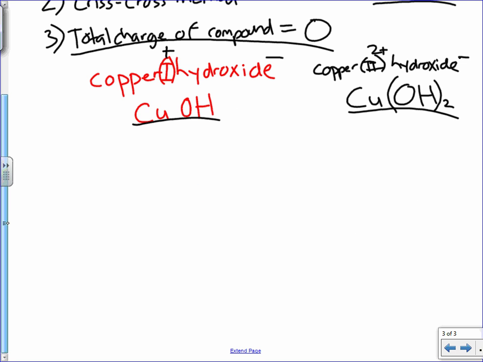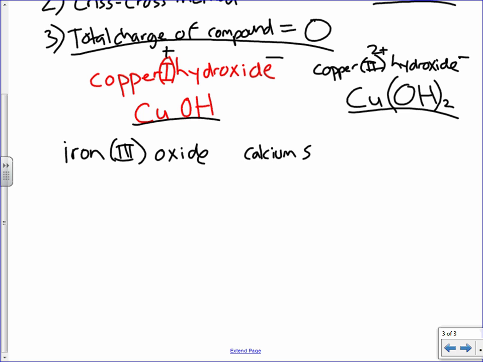All right. Let's try a couple more examples. I'm going to write them out, and then you can pause it and give them a shot. Iron 3 oxide. Let's do calcium sulfide, and let's try sodium bromide. All right, pause it now, unpause it once you get them.